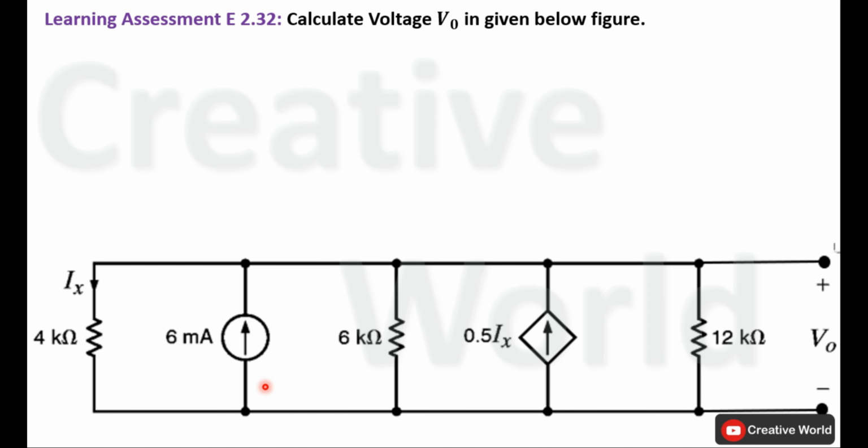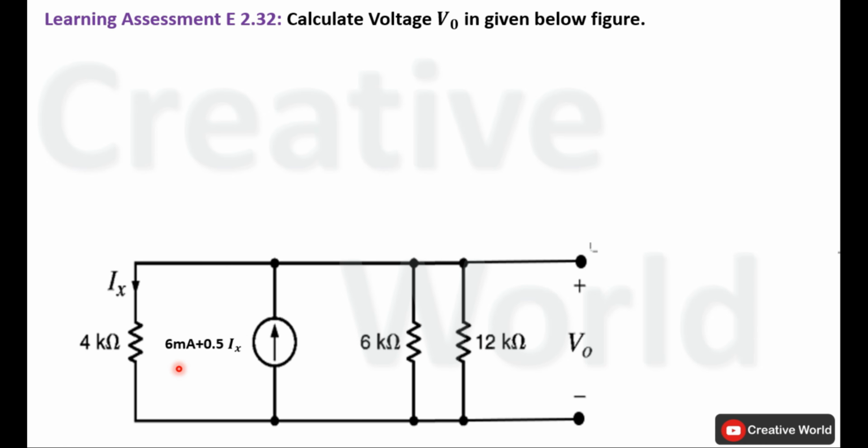These two current sources are entering this node, having the values of 6 mA and 0.5 Ix respectively. This Ix is the current through this 4 kilo ohm branch. Currents of both sources are entering this node, so the values of both current sources can be added together and form a single current source that will have the value of 6 mA plus 0.5 Ix. So replace these two current sources with a single current source that has the value of 6 mA plus 0.5 Ix.